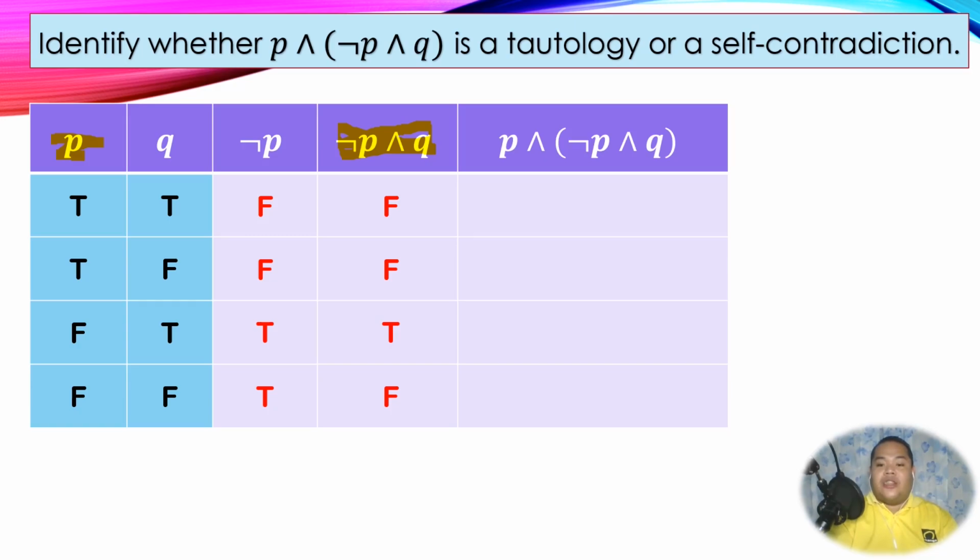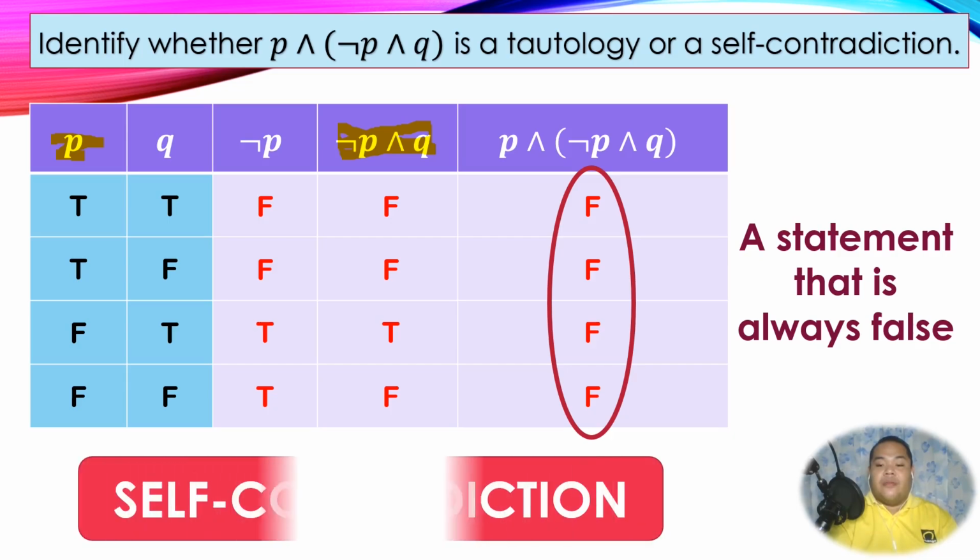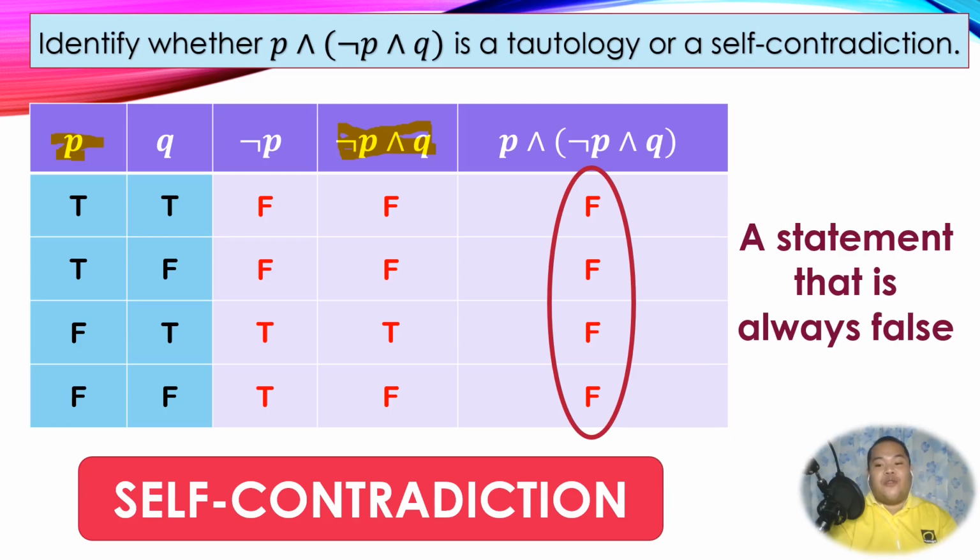Remember that the logical connector is AND. Therefore, both of the statements must be true to make it true. T and F is F. T and F is F. F and T is F. F and F is F. All statements are always false. That makes it a self-contradiction.